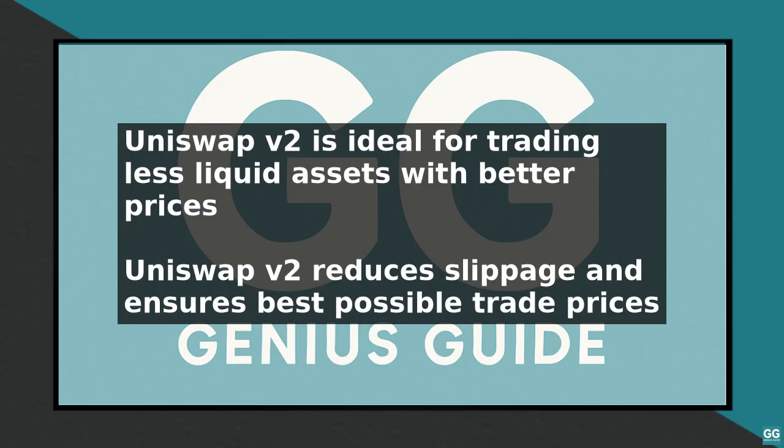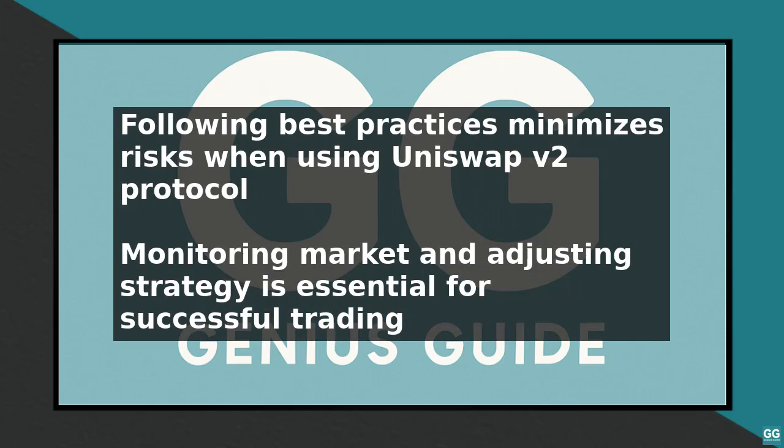When using Uniswap V2, it is crucial to follow best practices to minimize risks. One of the most important things to consider is the liquidity of the asset you are trading. If the asset has low liquidity, you may experience significant slippage, which can result in substantial losses. It is also essential to monitor the market and adjust your trading strategy accordingly.